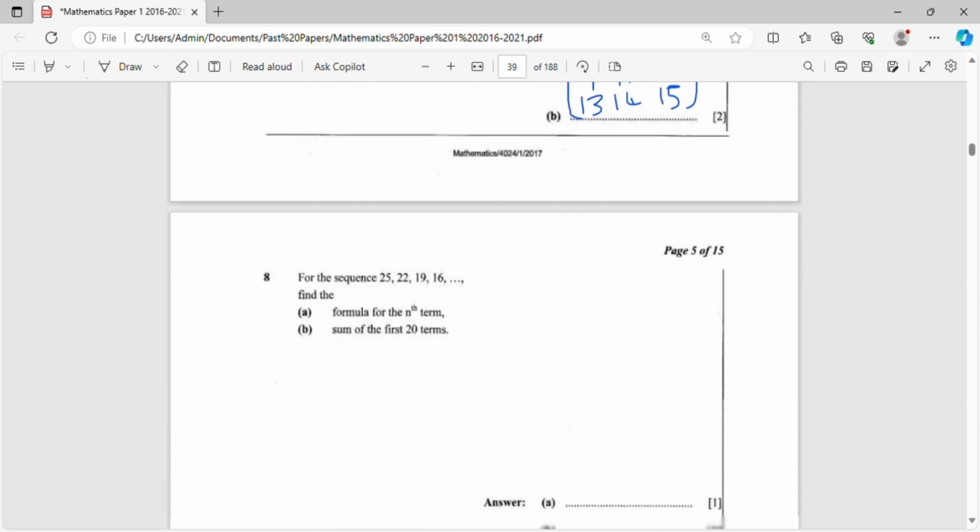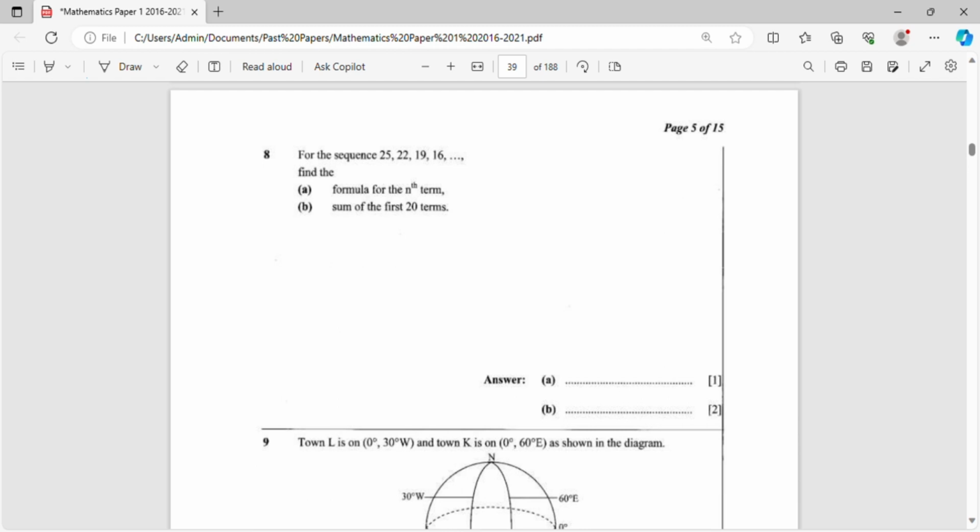We go to the next question, which is on arithmetic progressions. For the sequence 25, 22, 19, 16, find the formula for the nth term. So the first thing to do here is find the common difference. So common difference of an arithmetic progression is given by D, which denotes common difference, is equal to term 2 minus term 1. So our second term in this question is 22 minus our first term here is 25. So our common difference therefore is 22 minus 25 is negative 3.